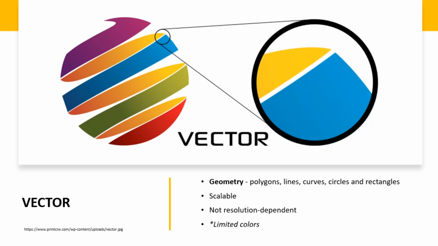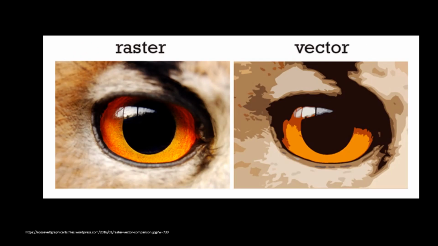Vector is used for geometrical shapes, line art, and curves. It doesn't depend on resolution. So if you will zoom in, the quality doesn't change. The disadvantage of using it is that it has limited colors. In raster, the color attributes are displayed, while for vector, the colors tend to be flat.